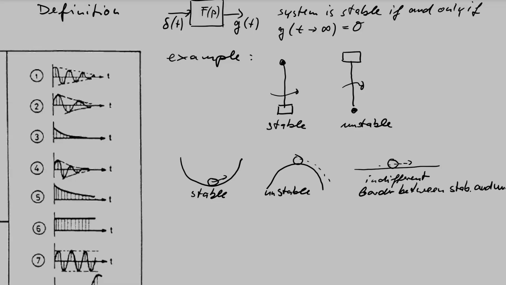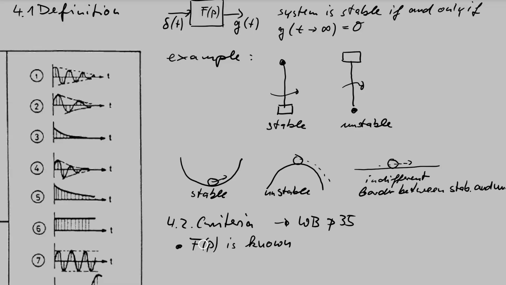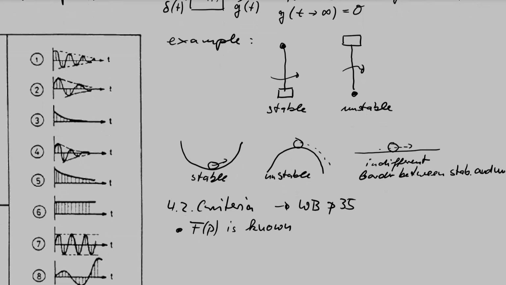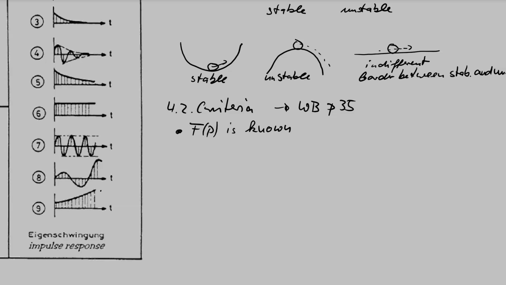I now show you a method to combine the impulse response with the transfer function. So I add now a chapter number, the definition is 4.1, and now 4.2 is called criteria for stability. You can find some information in the workbook on page 35. And what we assume is the transfer function F(p) is known. Now we know the coefficients of the transfer function F(p) of the system. Can we now combine this impulse response criteria with the transfer function? Of course we can do this. I will show you how.